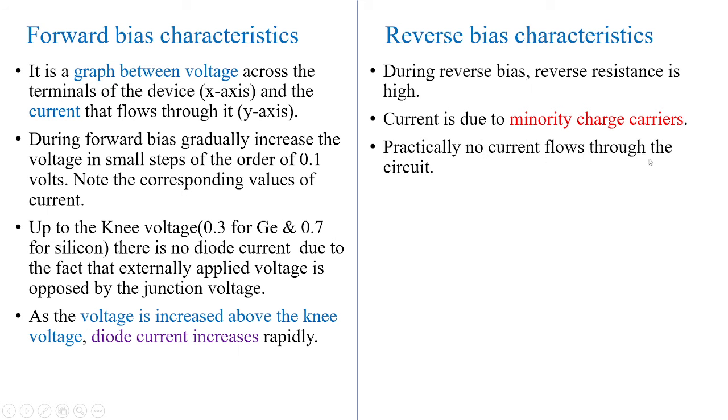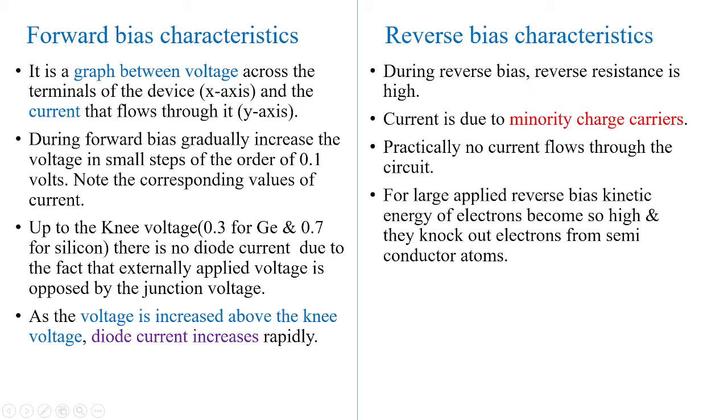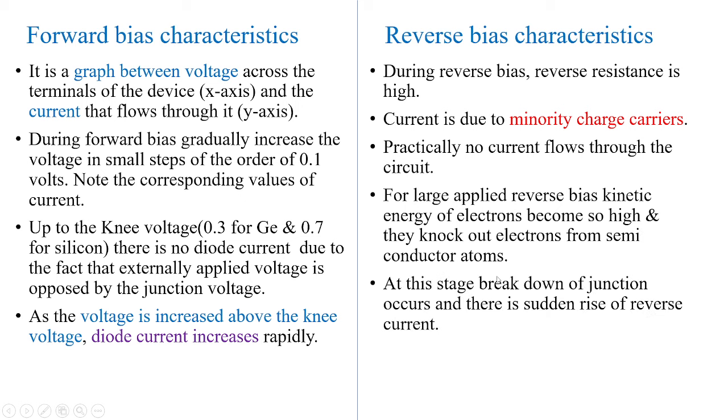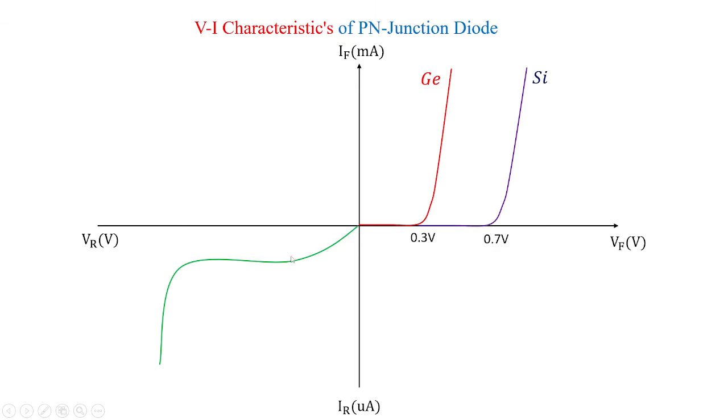Now practically no current flows through the circuit, and for large applied reverse bias, the kinetic energy of the electrons becomes so high that they knock out electrons from semiconductor atoms. And at this stage, the breakdown of the junction occurs and there is a sudden rise of reverse current. And that is what we have seen in the reverse characteristics. Fine.